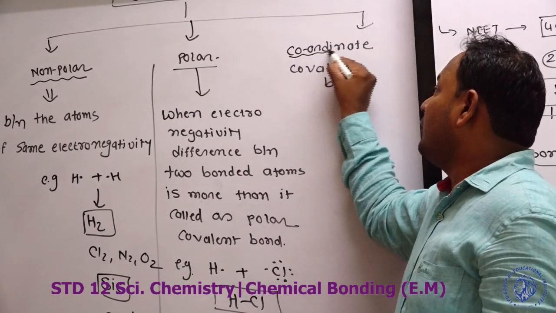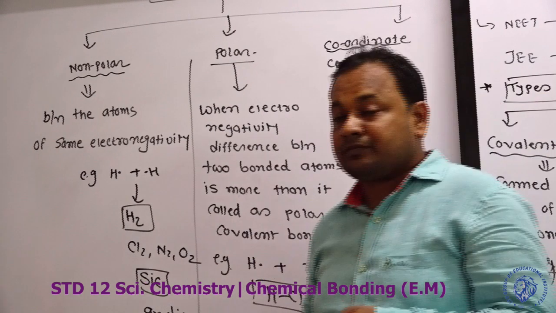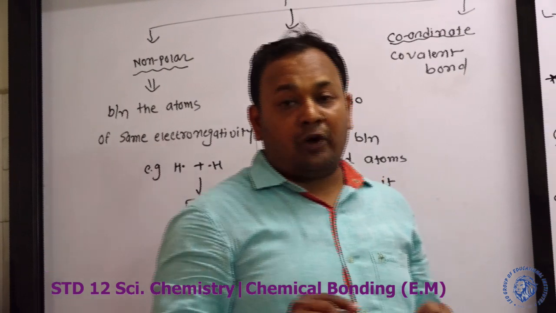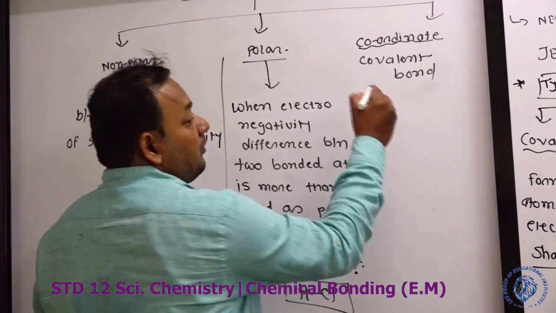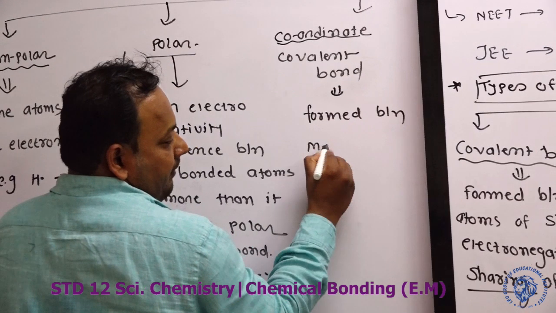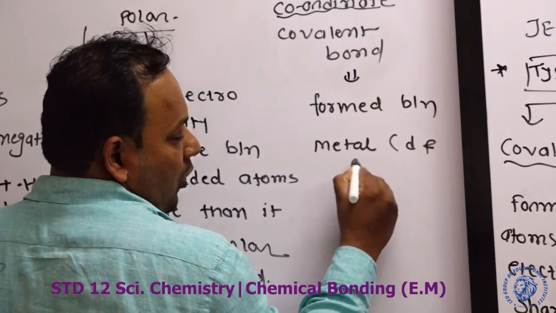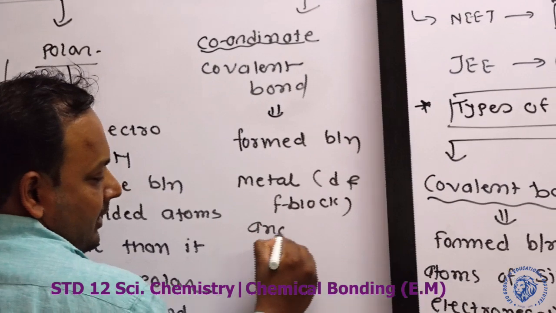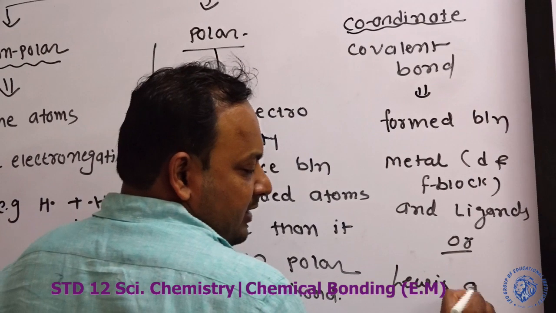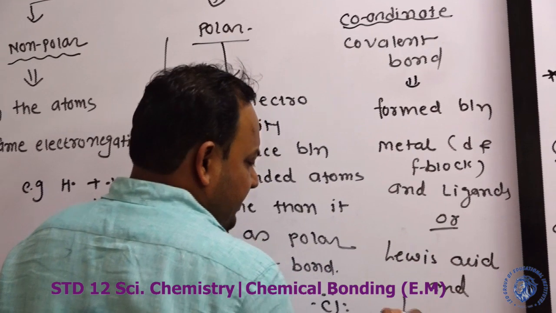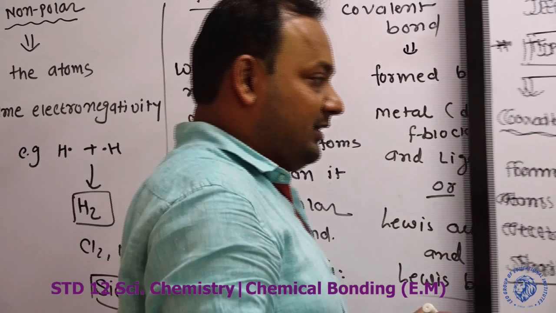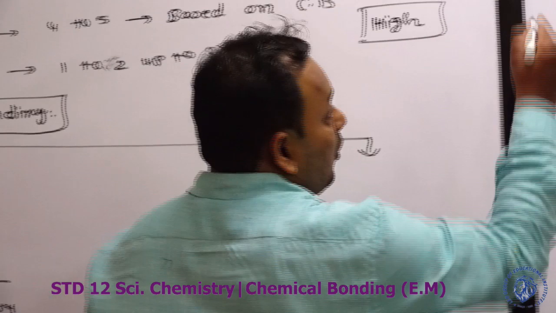Third category is the most important one, coordinate covalent bond. Coordinate covalent bond is obtained between a Lewis acid and Lewis base, or between metal and ligand. It is formed between a metal of D and F block and ligand, or Lewis acid and Lewis base. So, in order to study it in detail, let me give some more examples about coordinate covalent bond.